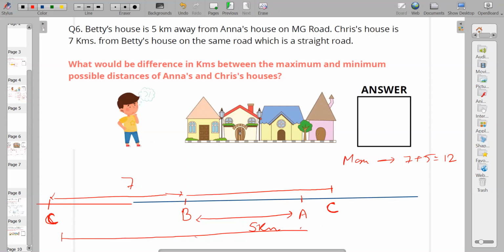Then Chris and Anna are 2 kilometers away from each other. So the minimum in that case will be 7 minus 5, which is 2. And we have to find the difference between the maximum and minimum. So 12 minus 2 is 10. Very nice. I am proud of you, my students. My students are improving. Good job.